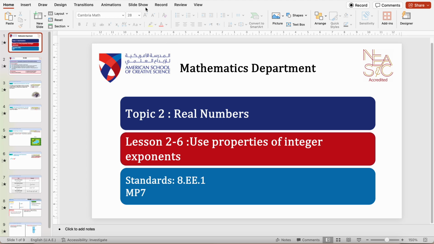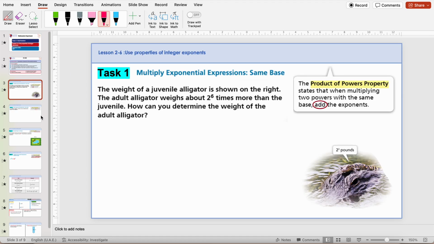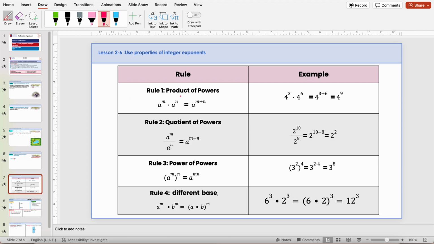Now we're gonna do a quick revision on lesson 2.6. Use properties of integer exponents. So in this lesson we have four main ideas: product of power property, quotient of powers property, power of powers, and different base, which is power of product property.